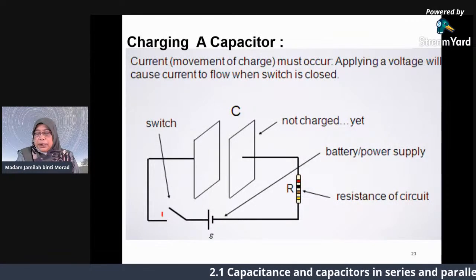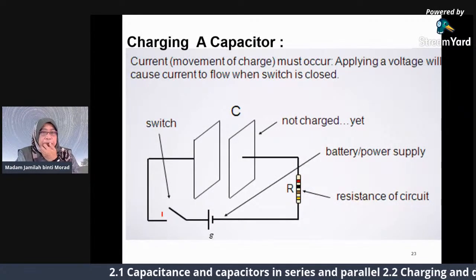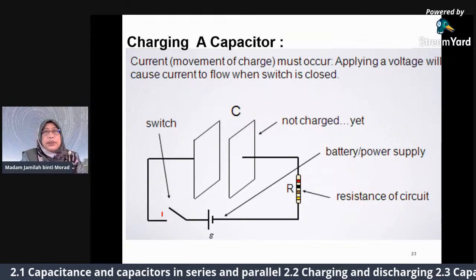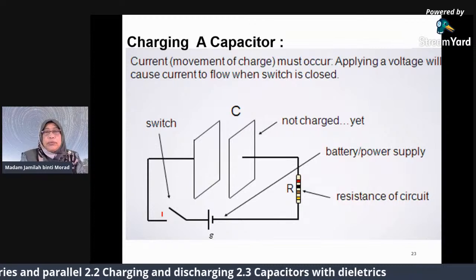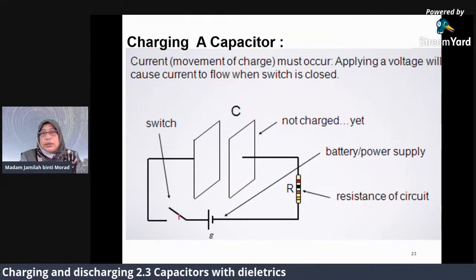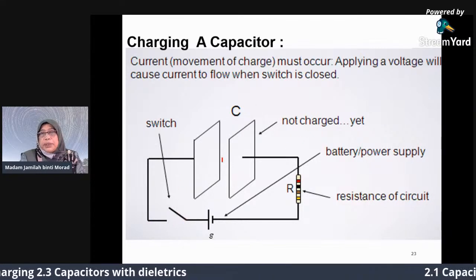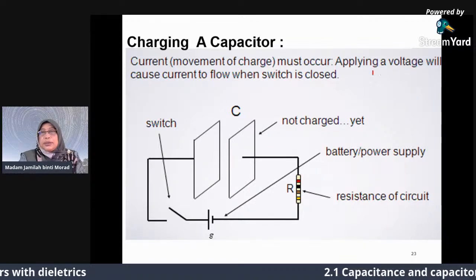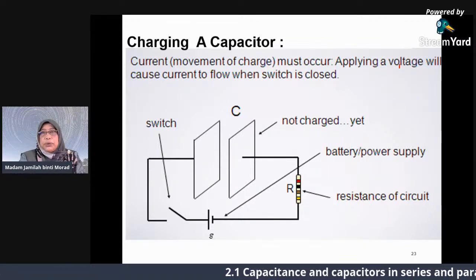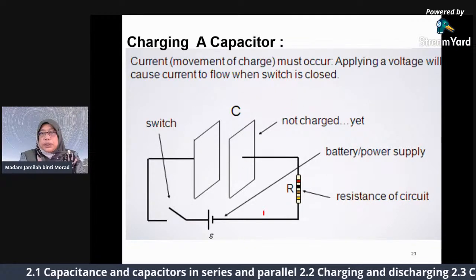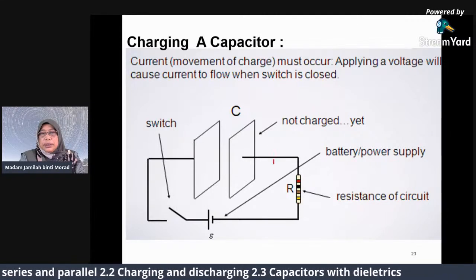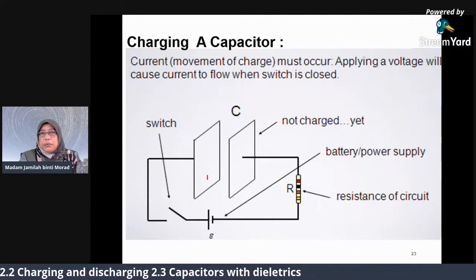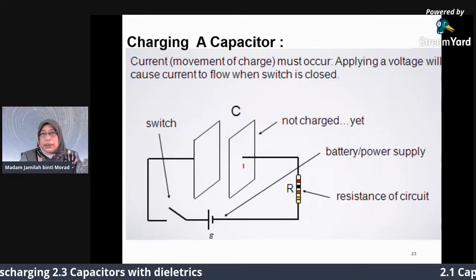After this we refer to the graph of charging and discharging of a capacitor. What happens during the charging of a capacitor? Here the switch is not closed, so there is a gap and the capacitor is not charged. To charge the capacitor we need to apply a voltage and let current flow, so we close the switch to charge the capacitor connected with the resistor. These are the parallel plates of the capacitor, not charged yet.